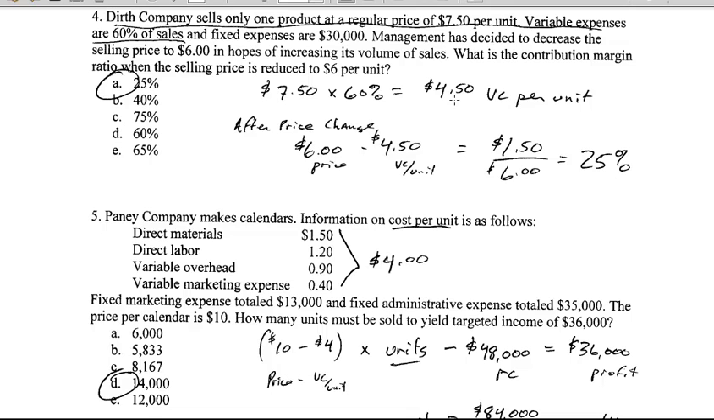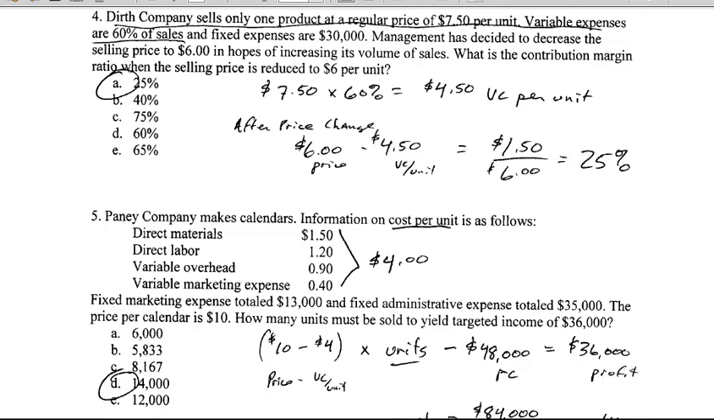So now we want to know what that contribution margin ratio is going to be when the sales price goes down to $6, but the variable cost per unit stays at $4.50. So if you do that, that gives you a $1.50 contribution margin per unit. To find the ratio, you just divide that by the sales. Remember, your formula for contribution margin ratio is to take the contribution margin and divide it by the sales. So this gives you 25%. So that's why the answer is A.